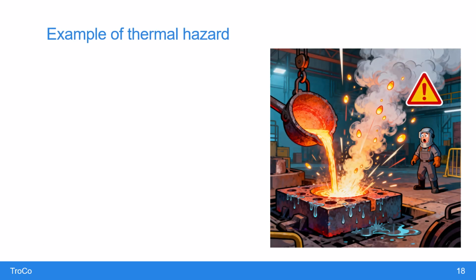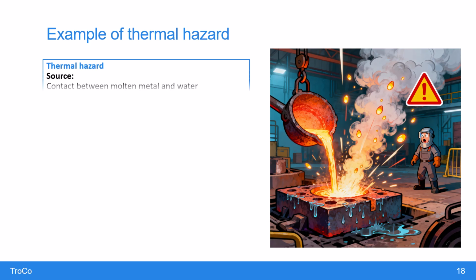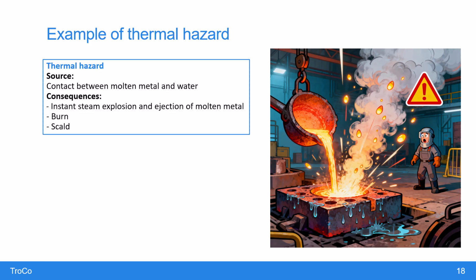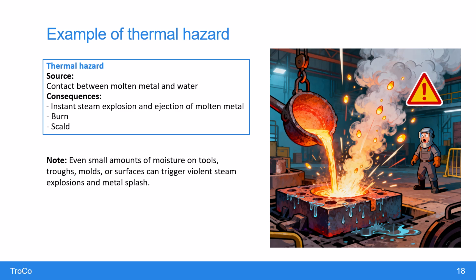We finish this part with a common example of thermal hazards, especially in foundries and metal production. When molten metal comes into contact with water, the water instantly flashes into steam, expanding rapidly and causing molten metal to splash or even erupt. Even a very small amount of moisture on tools, ladles, troughs, molds, or anywhere in the surrounding work area can be enough to trigger a violent reaction. Proper drying of equipment, careful control of moisture, and strict housekeeping practices are essential to prevent this type of thermal hazard.